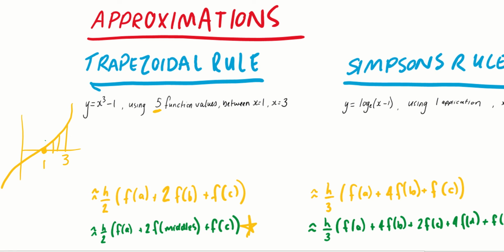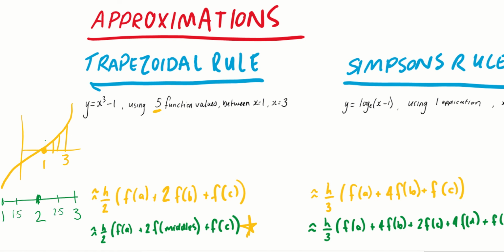And I need to think about what these values are. If I don't have the graph there, I just draw a little number line, okay? I've got between 1 and 3, and I need 5 numbers. So there's 2 numbers so far. Think, okay, well, halfway between them is 2. That would be the values I'd use if they asked for 3 function values, but they want 5, so I need to have 1 more in here and here, which gives me 1.5 and 2.5.